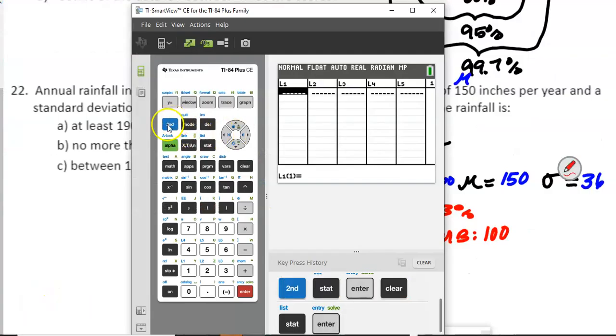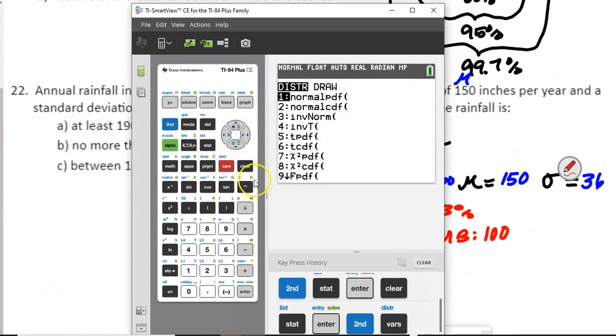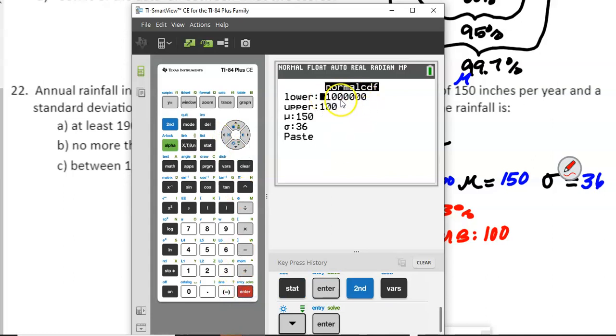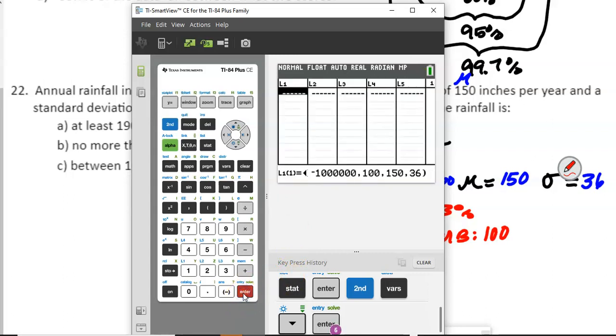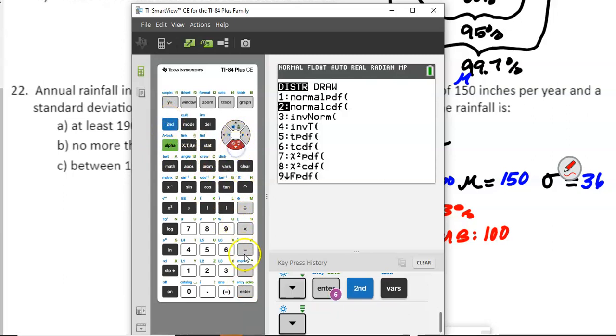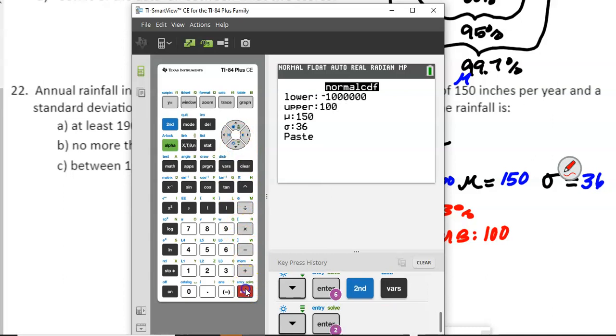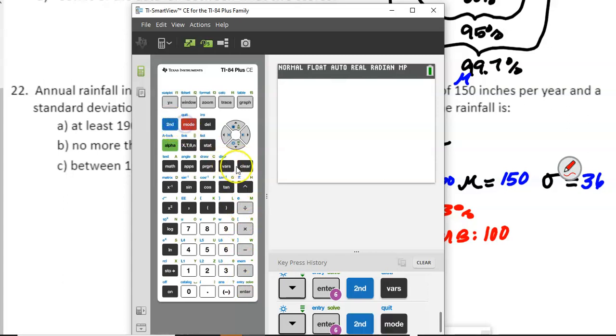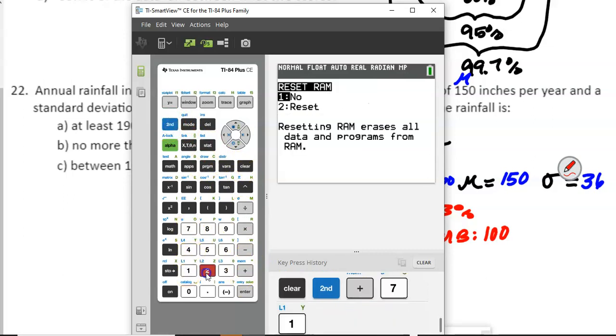So we're going to go back to second VARS, down to normal CDF, enter. Our values this time are negative 1,000,000, 100, 150 and 36. So we're going to click enter, enter, enter. Whoops, what happened? Second VARS, enter, enter, enter, enter, enter, click. I don't know what it's doing, y'all. Second mode. Let's just clear the thing out. Second plus 7, 1, 2, and we'll start over.